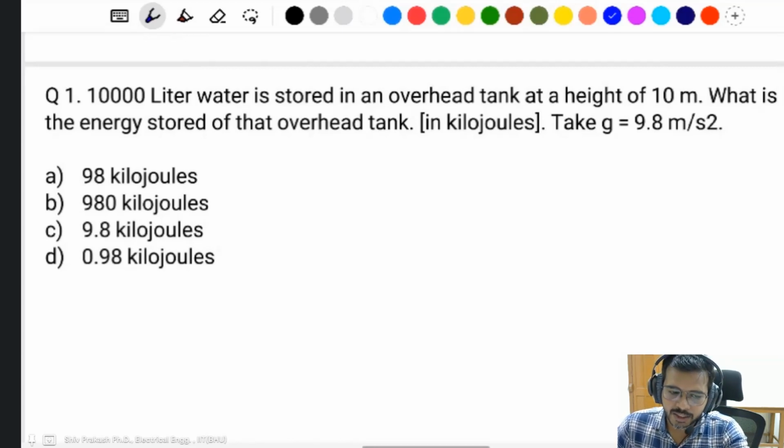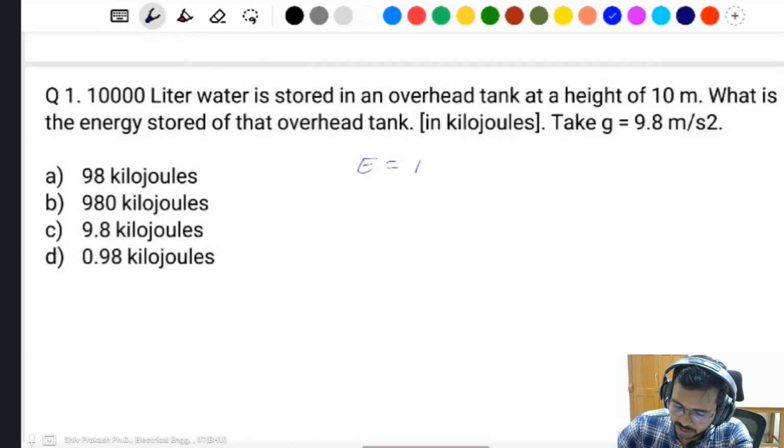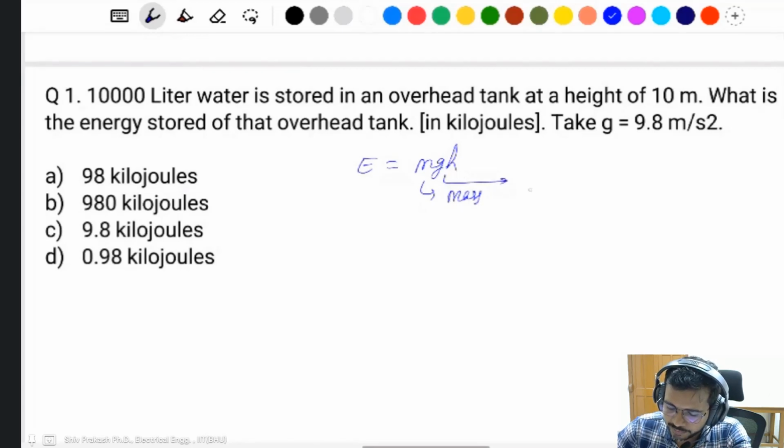Talk about the energy. Energy, you know, is mgh, the potential energy, where m is the mass and g is the gravity, and h is the water head.